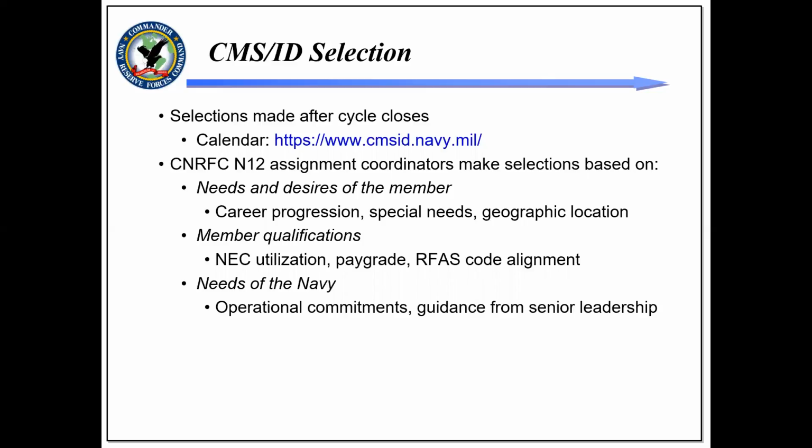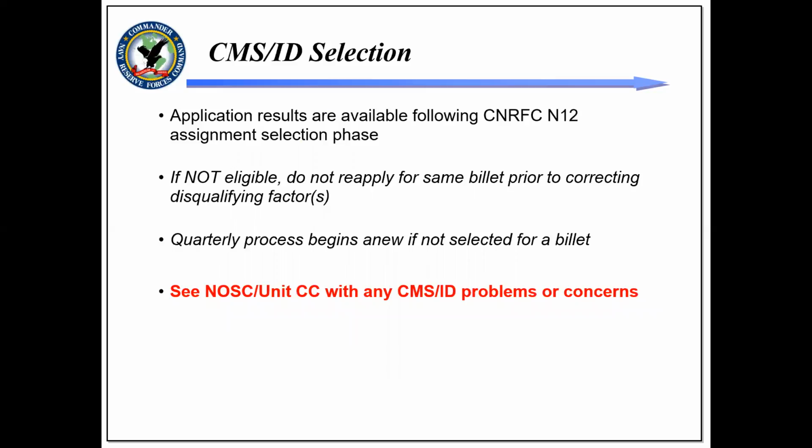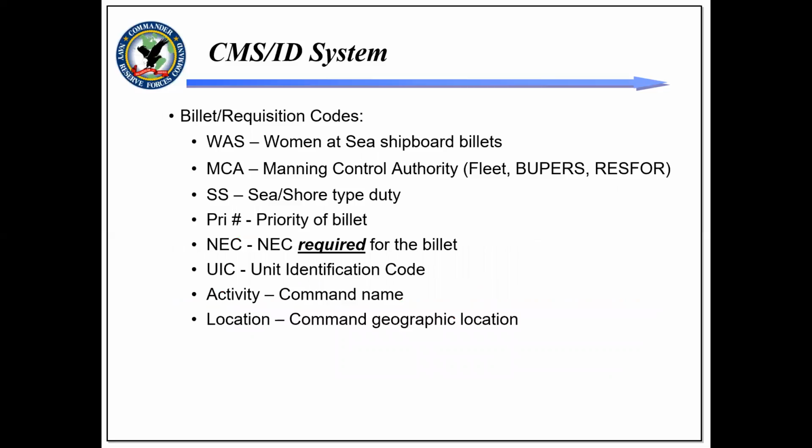CNRFC N12 assignment coordinators make selections based on needs and desires of the members, career progression, special needs, geographic location, member qualifications, which is NEC utilization, pay grade, RFAS code alignment, and needs of the Navy, operational commitments, guidance from senior leadership. Application results are available following the CNRFC N12 assignment selection phase. If not eligible, do not reapply for the same billet prior to correcting disqualifying factors. Quarterly process begins anew if not selected for a billet. See NOSC or unit career counselor with any My Navy Assignment problems or concerns.